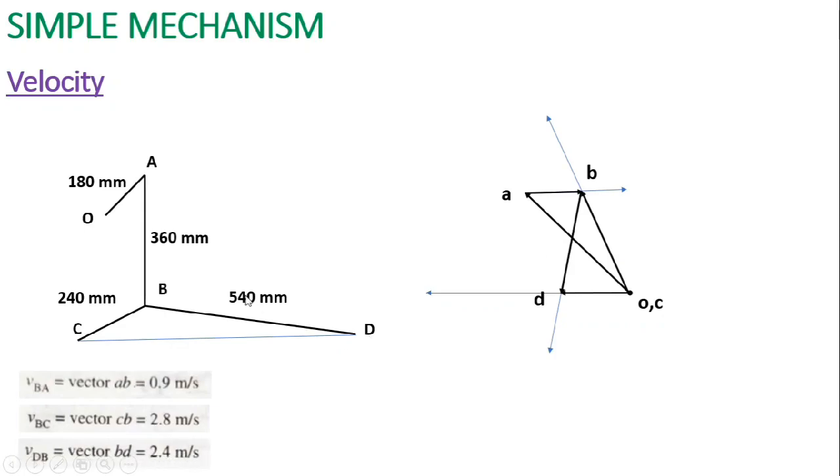Velocity of link DB, that is this link, measuring this velocity vector, you will get 2.4 meters per second. Then velocity of D, measuring this vector, will give 2.05 meters per second. Now in the problem we have been asked to determine the angular velocity of BD, so velocity of DB upon the length DB will give the angular velocity of link BD. So from the problem, we have calculated the velocity of the slider and the angular velocity of the link BD.